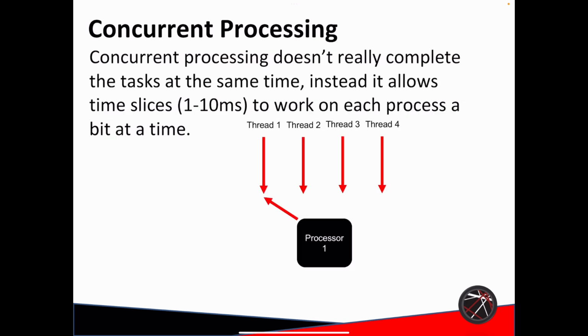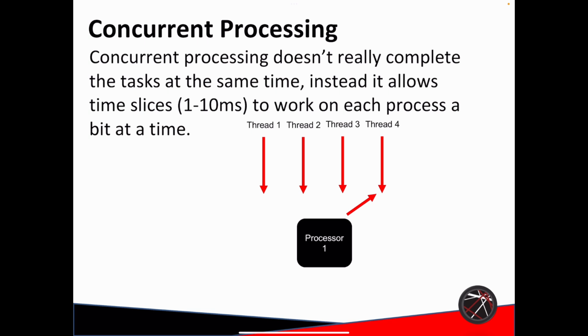As you can see here with the drawing, we've got one processor, we've got 4 threads coming in, and what the processor is actually going to do is it isn't going to process all 4 at the same time. Instead, it's going to process thread 1. It will allow what we call a time slice, so between 1 to 10 milliseconds. Then it's going to move on to thread 2. Again, give it a slice of time. Then it's going to go on to thread 3, and then thread 4, and then keep going back to thread 1, and keep going.